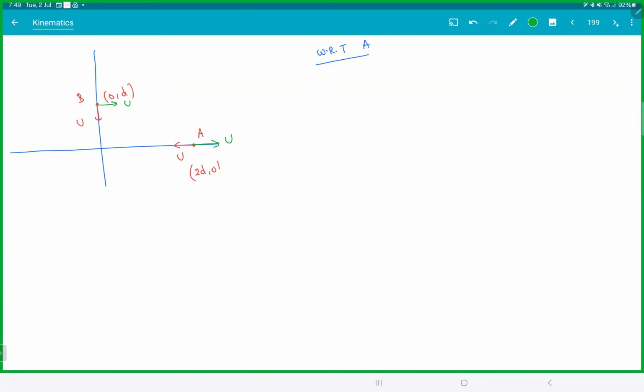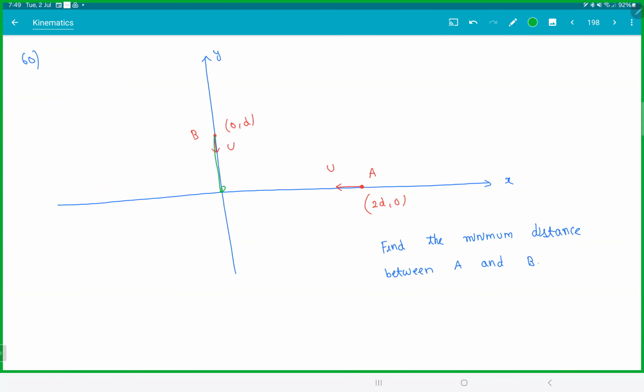Abhinav, you got quite a big value, right? Logically, Abhinav, what you got? When B comes here, A comes here, this distance is D, isn't it? Isn't that smaller than what you got?